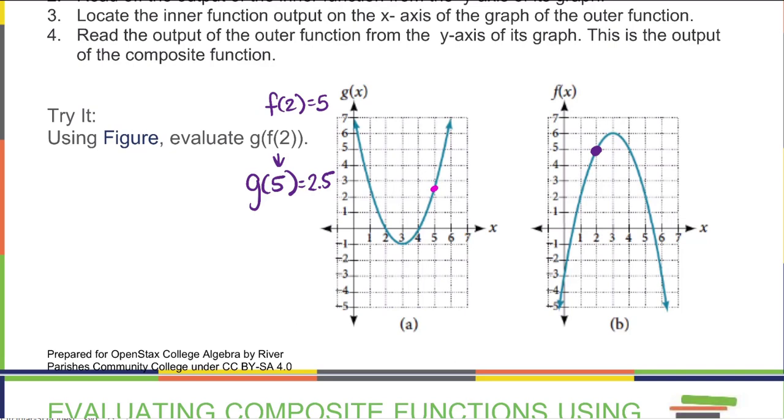So again, we went over to 2 and then up to the point right there, which was 5. Then we substituted that into g. So what is the point on g at 5? We went over to 5, and when we went up to our point, it looked like 2.5.